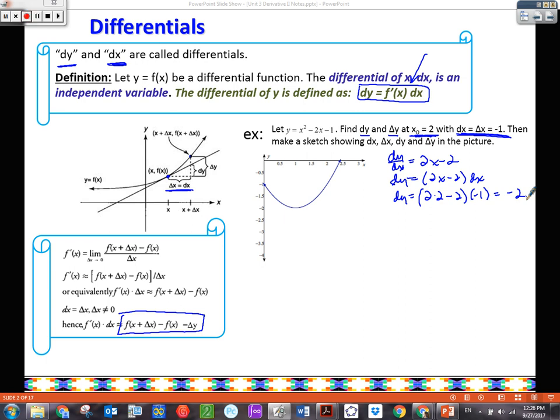Okay. So now let's find delta y. A little bit trickier because of the formula. Look what the formula is telling us to do. We take our function, we insert an x plus delta x everywhere there's an x, then we subtract f of x. That's what we're doing. So I'm going to take my formula, I'm going to insert an x plus delta x everywhere there's an x, and then I'm going to subtract my actual function.